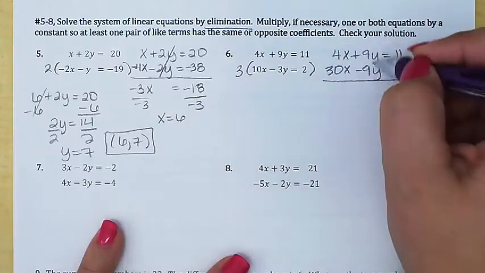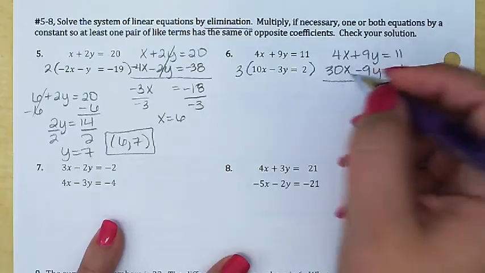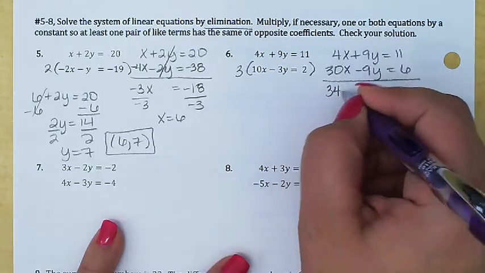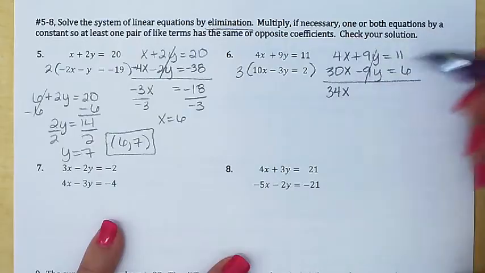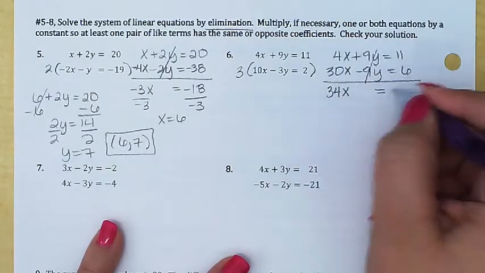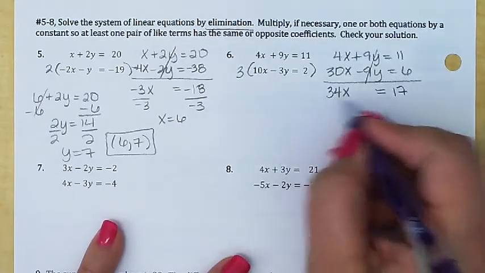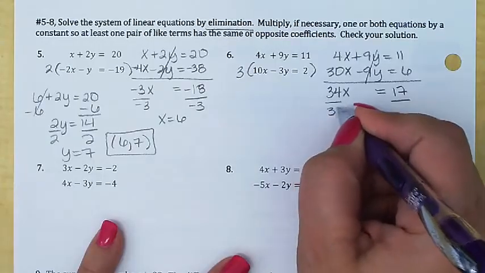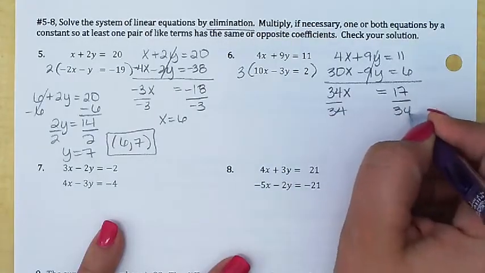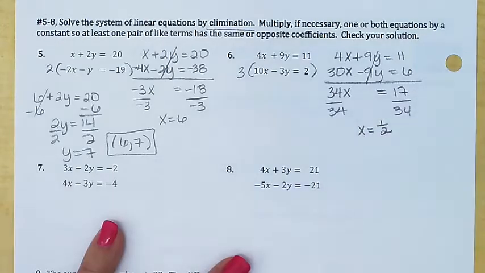Now we can go ahead and start combining vertically. So 4x and 30x is 34x. Positive 9y and negative 9y cancel. And 11 plus 6 is 17. So this is my one-step equation. I divide both sides by 34. And I realize x is equal to 1/2. 17 over 34 is just a half.